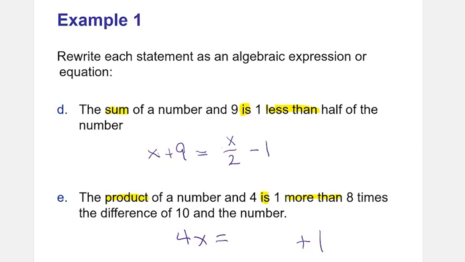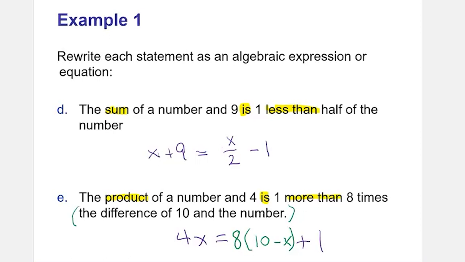8 times the difference. This is where most people make mistakes. Where do we put these parentheses? Well, 8 times more than the difference of 10 and the number, okay? So difference means subtraction. Let's write down what it means. So 10, I'm sorry, I didn't mean to write it in green. That's okay. 10 minus x is 10, the difference between 10 and the number, whatever x was. But we want 8 times more than that. So it's 8 times (10 minus x) plus 1.